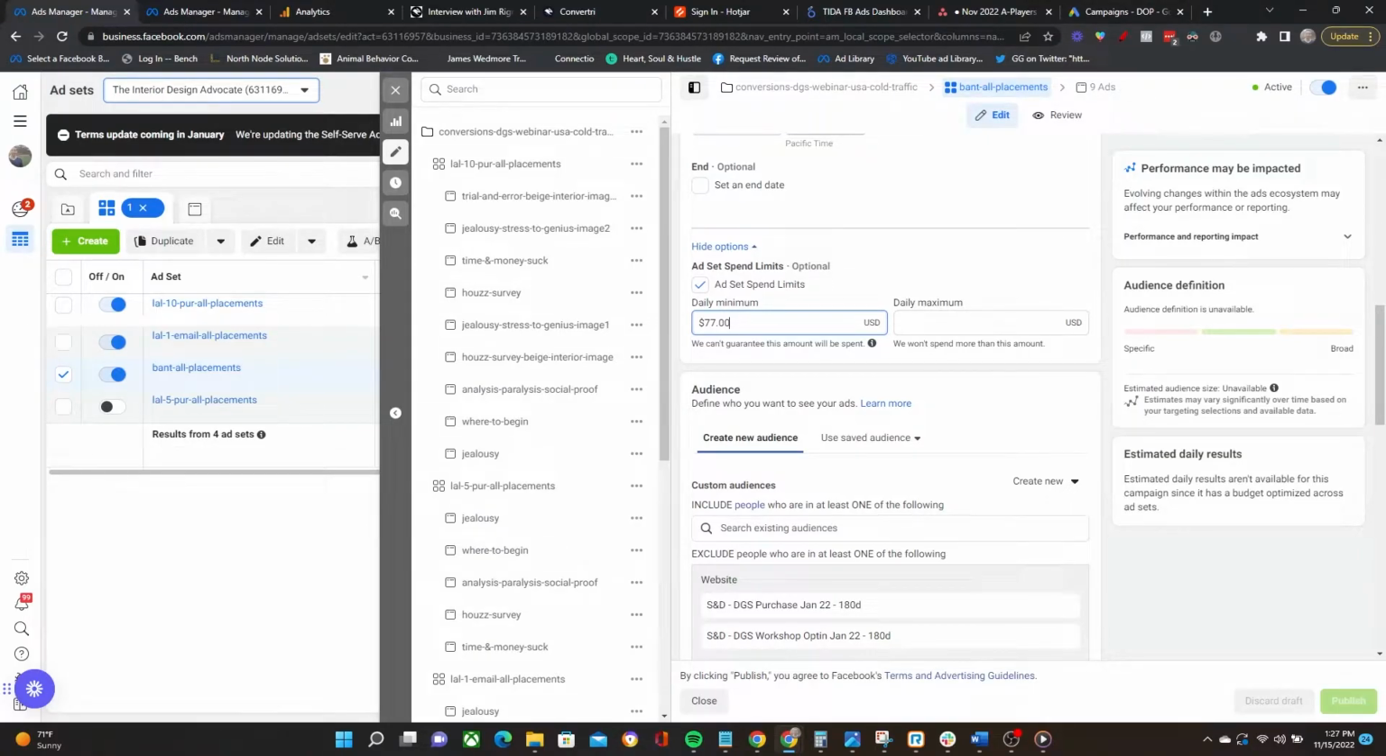Not always, but I would say at least 90% of the time, it doesn't get as good results. And on top of that, it never actually did, or even still does, what Facebook always says it should be doing, right? So Facebook always says that CBO is the most efficient option because it's going to automatically push budgets to your best performing audiences.